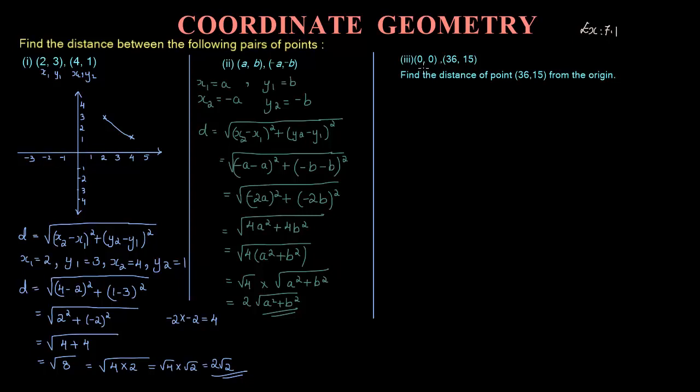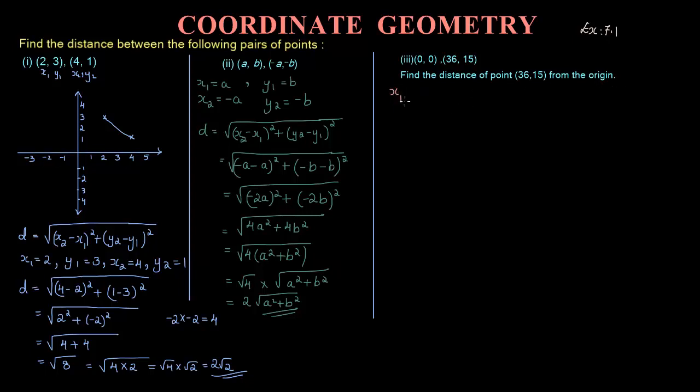Origin, what is the coordinate of the origin? I have already told you, it is 0, 0. So sometimes they will give you the second coordinate, that is 0, 0. And actually most of the times in the board paper they have asked you find the distance of this point from the origin. So origin have the coordinate 0, 0. So you should understand the second coordinate is 0, 0.